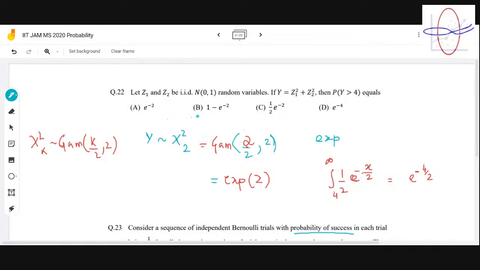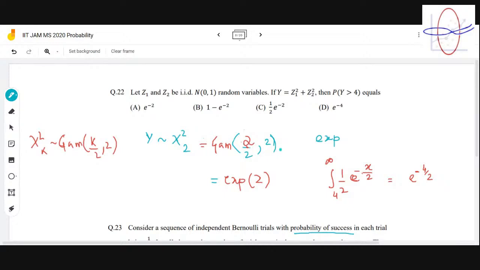So this concept is this: if z1, z2 are IID normal 0, 1 and y is equal to z1 square plus z2 square, then what is the probability y greater than 4? You can understand that z1 square plus z2 square is chi square 2, but that's not the trick over here. The idea is that chi square is related to gamma, and gamma is related to exponential. So chi square k follows gamma k by 2 comma 2. And chi square 2 therefore follows gamma 2 by 2 comma 2, which is gamma 1 comma 2, and gamma 1 comma 2 is exponential 2.